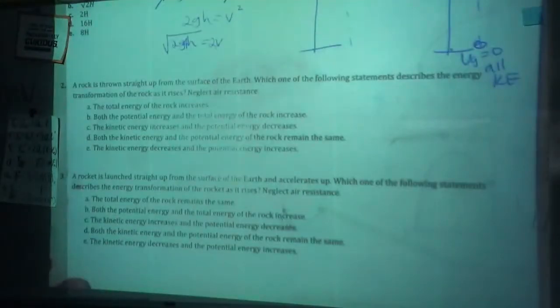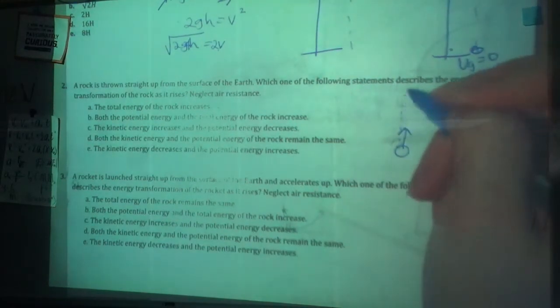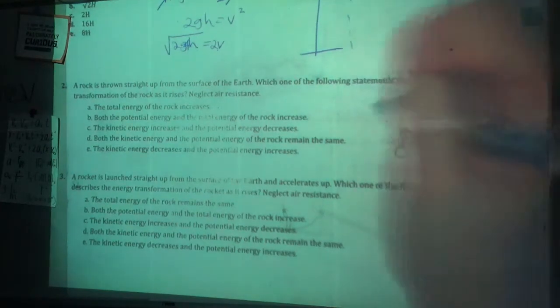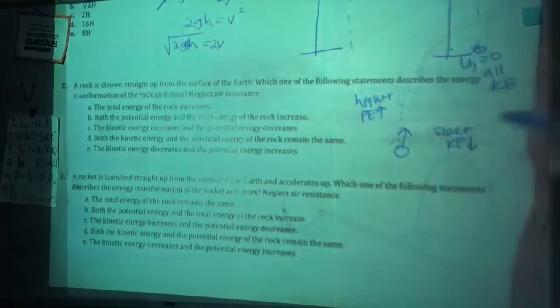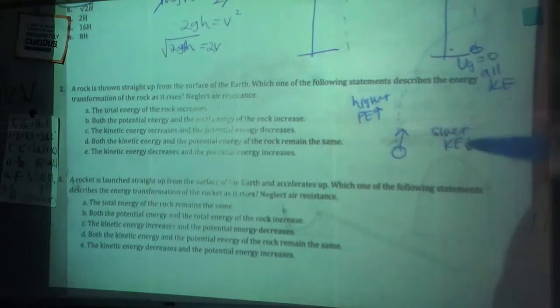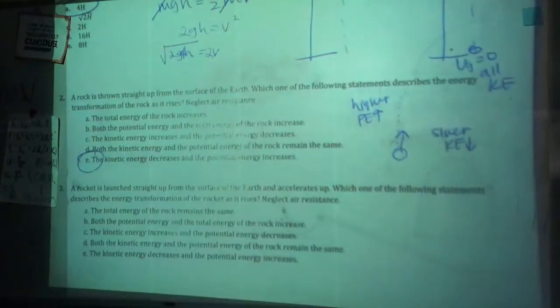Or you can make up a height and try it. A rock is thrown straight up from the surface of the earth, which of the following describes the energy? So if I throw a rock up, on its way up it's going to be getting slower, which means the kinetic energy is decreasing. Obviously it's going higher, which means the potential energy is increasing, because potential depends on the height. That makes sense, because if your potential goes up, the kinetic must go down, and the total energy would stay the same. So kinetic energy decreases and potential increases, E.